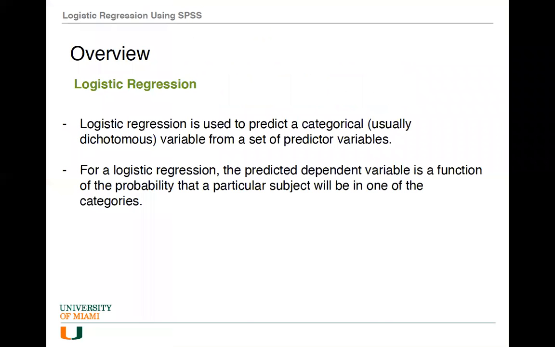So first, let's talk about the idea of logistic regression. Logistic regression is used to predict a categorical dependent variable from a set of predictor variables. And usually the dependent variable is dichotomous, or let's say binomial. So for logistic regression, usually the predicted dependent variable is a function of the probability that a particular subject will be in one of the categories or the levels of the dependent variable.